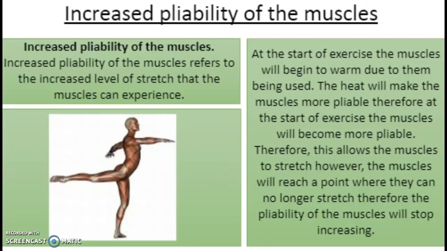Increased pliability of the muscles. Increased pliability of the muscles simply means the increased level of stretch that the muscles can experience. At the start of exercise, the muscles will begin to warm due to them being used. The heat will make the muscles more pliable. Therefore, at the start of exercise, the muscles will become more pliable. Therefore, this allows the muscles to stretch.